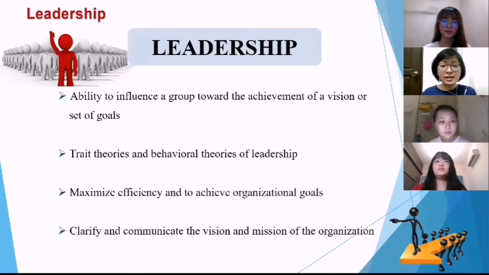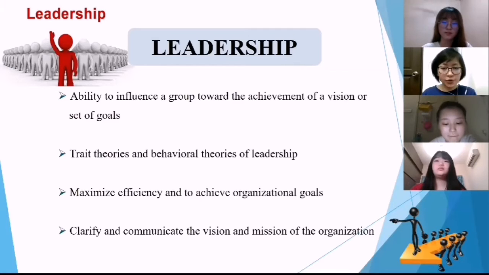What is leadership? Leadership refers to the ability to influence a group toward the achievement of a vision or set of goals. There are two types of leadership: trait theory leadership and behavioral theory leadership. Trait theory focuses on personality, quality, and characteristics. For example, good leaders who like being around people have an empirical advantage when it comes to leadership. However, the behavioral theory of leadership focuses on the observable action and reaction of leaders and followers in a given situation.